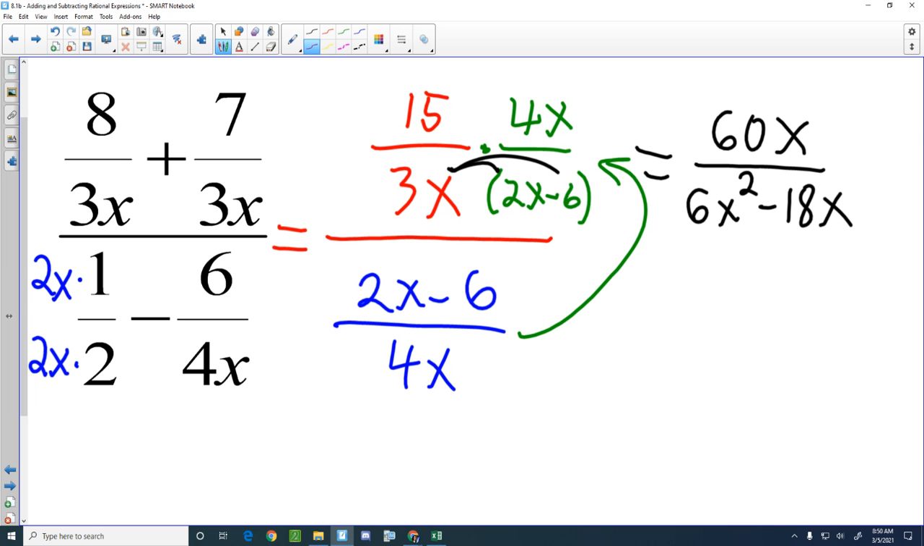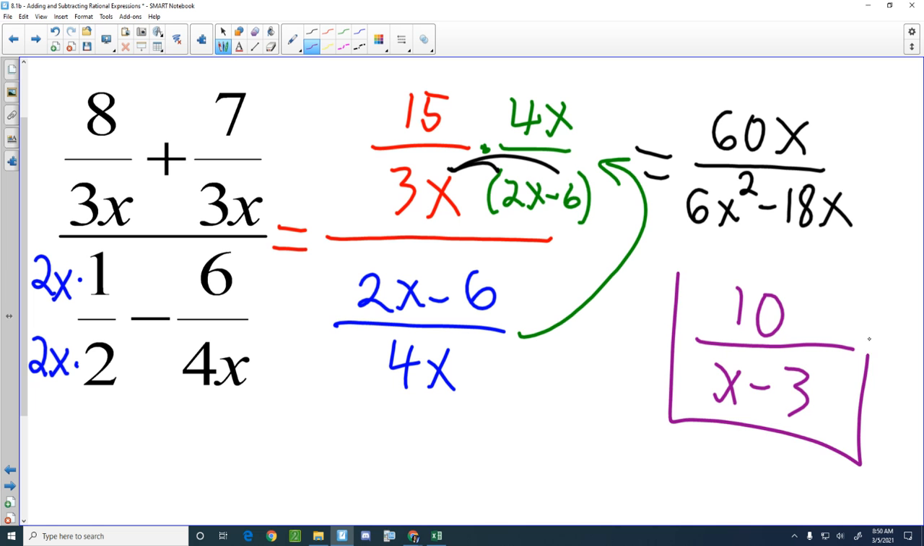60, 6, and 18 are all divisible by 6. And every one of those three terms also has an x. So I'm dividing everything by 6x, which leaves us with this.